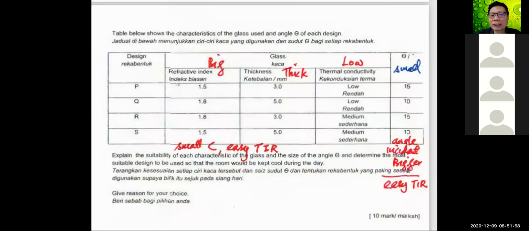Why the glass window must be thick? Tensor. Ping Hao say tensor. Why the glass window we want it to be very thick? Then why? Any more suggestion? Please type your answer here. Don't be shy lah. Just type only.